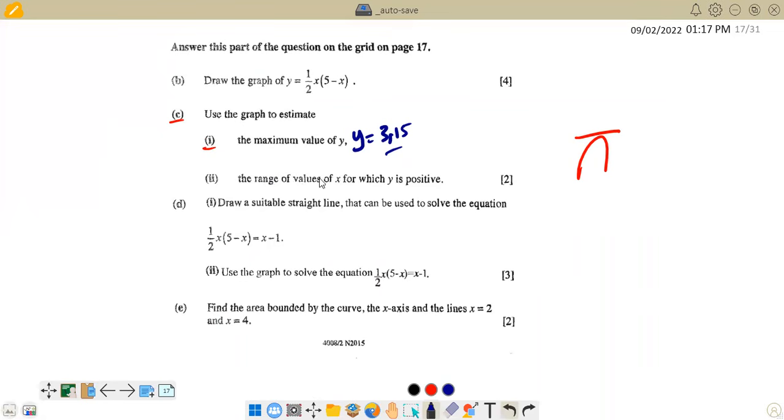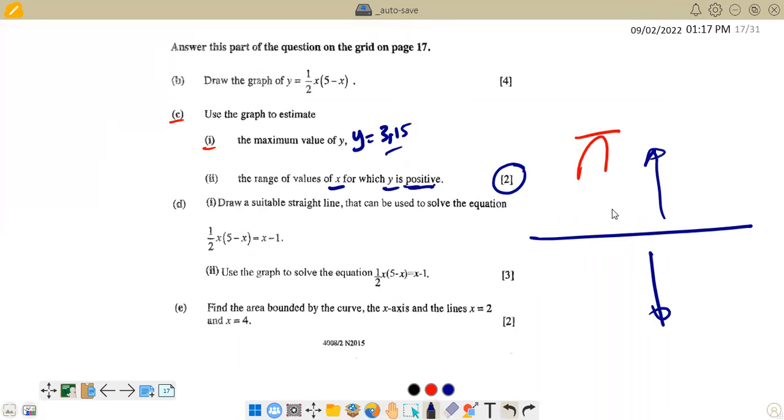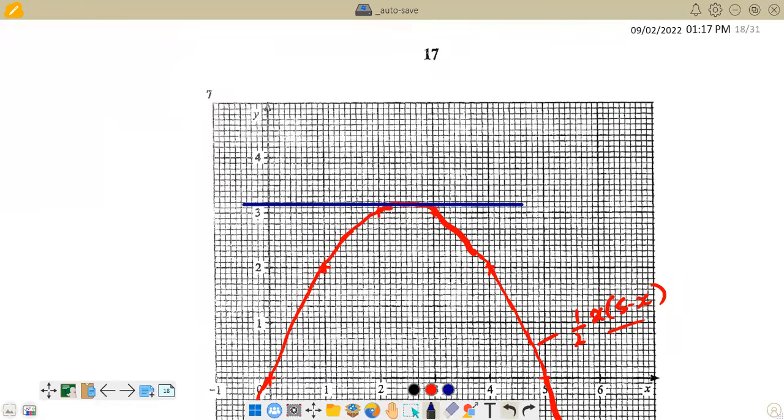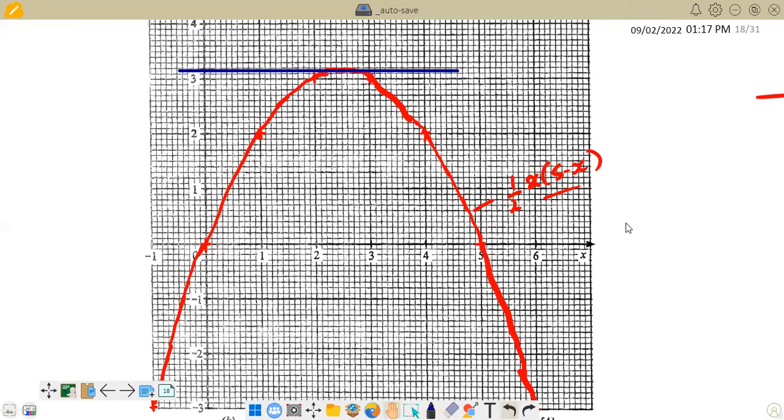Then the range of values of x for which y is positive. We want where y is positive. Like this is your x-axis. Down here, y is negative. Above the x-axis, y is positive. So we need where y is positive, that is above the x-axis. Where is it going to start and end? When this is positive, I want us to see what is happening. This is our x-axis on our graph. So above the x-axis, it is positive.